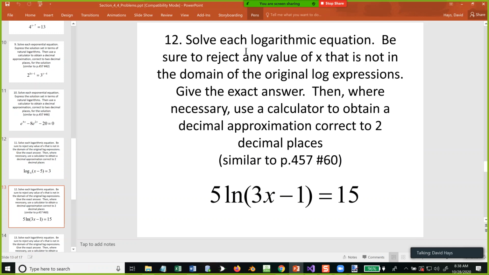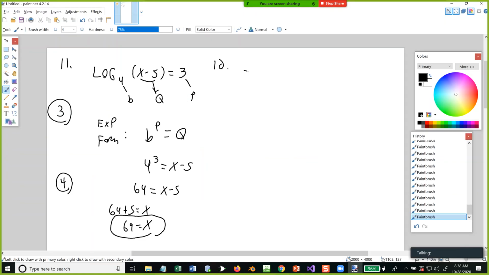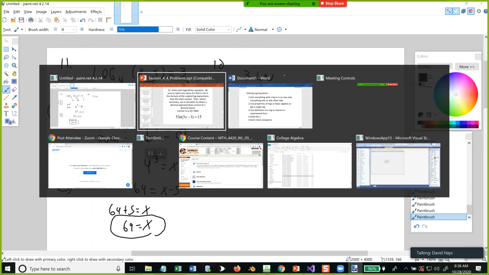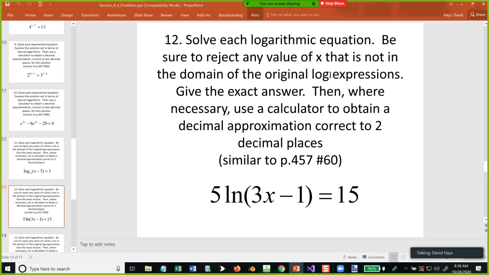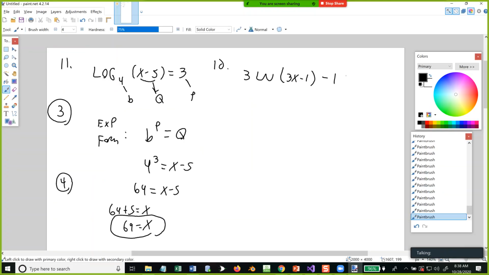Number 12. We have 3 natural log of 3x minus 1 is equal to 15. Step 1, get everything with a log on one side, everything else on the other side. That's done. Step 2, use properties of logs or basic algebra to get the log by itself.